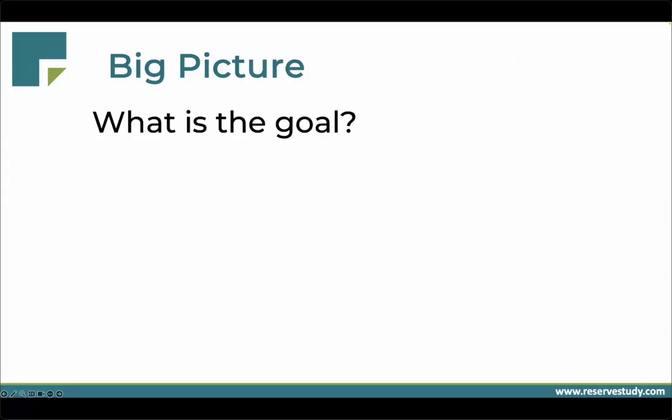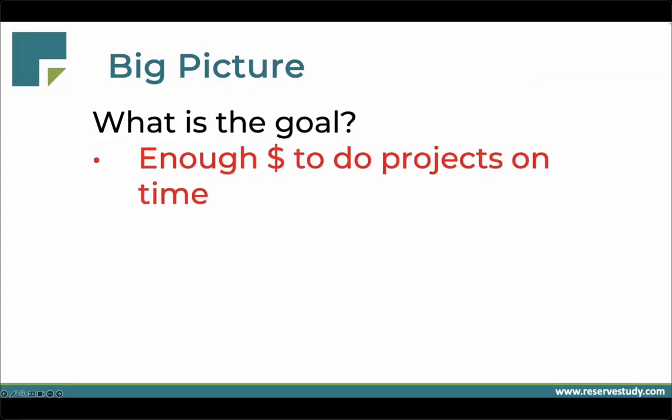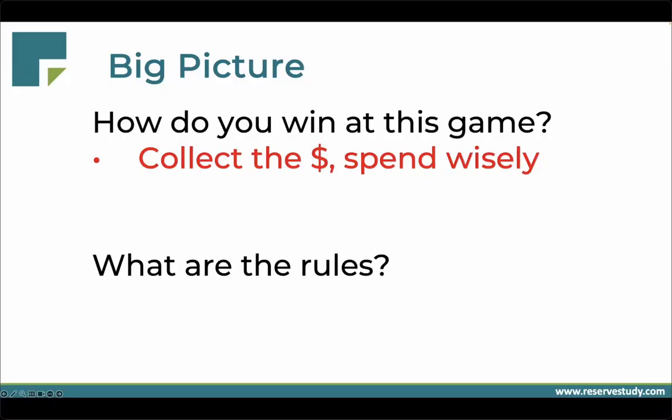So now that we've talked about some of the things to avoid, what should we be focused on? What are we trying to accomplish with our reserves? And now, what is our ultimate goal? Our goal is having enough funds on hand to do our scheduled projects in a timely manner, when they need to be completed and how they need to be completed. We need to remember that we cannot just spend money from reserves carelessly. And really, this is what it's all about.